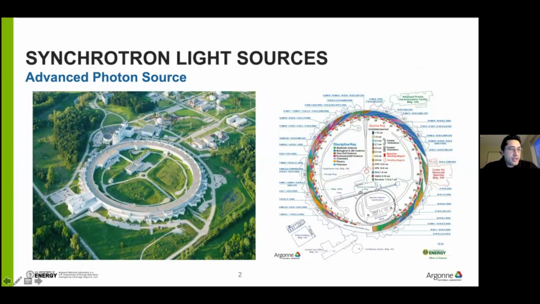Synchrotron light sources are advanced scientific instruments that are being used by a variety of disciplines. These include material science, biological and life sciences, geo or soil sciences, as well as chemistry, physics, and polymers. On the left, what you're seeing is one of the synchrotron light sources located in the USA. It's actually the Advanced Photon Source, which is at Argonne National Lab.